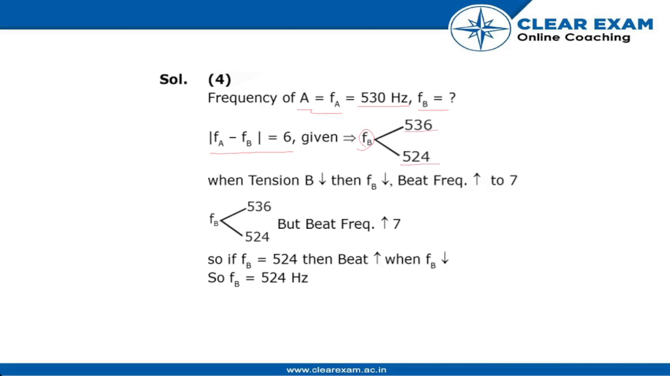We are told that the tension in string B is lowered, which means that the frequency of B should also lower, but the beat frequency is increasing to 7, which means that Fb has to be the lower value, which is 524, because only then can the beat frequency increase when Fb is lowered. Therefore, Fb is 524 Hz.